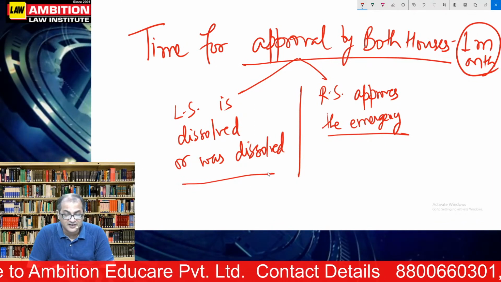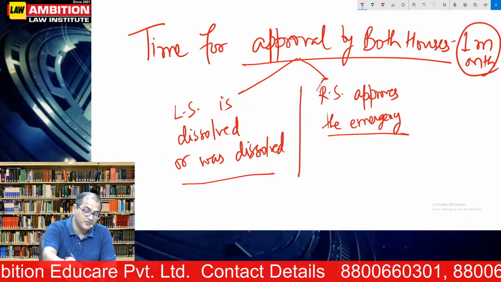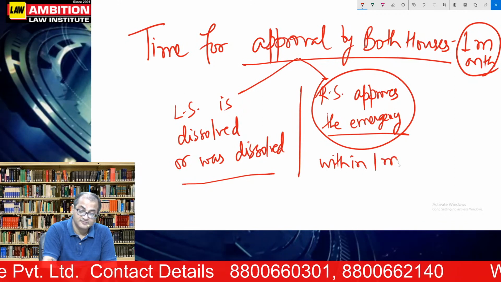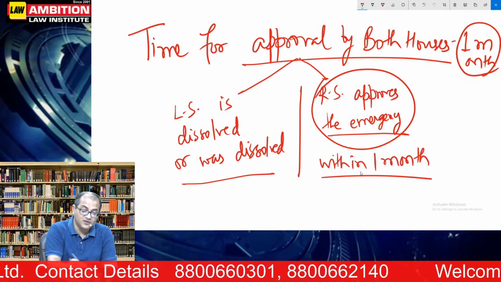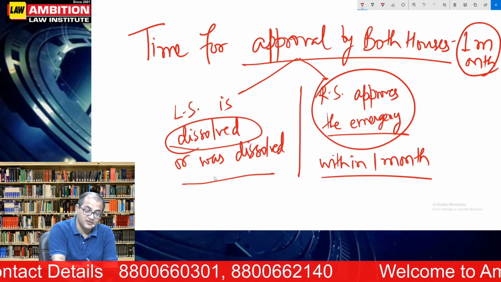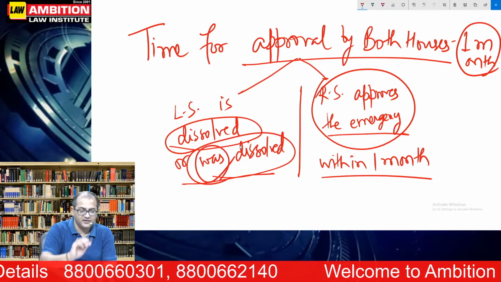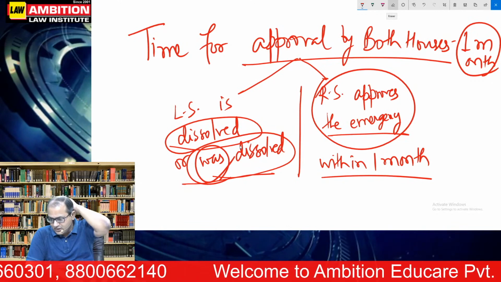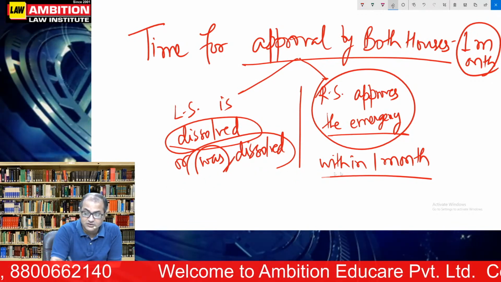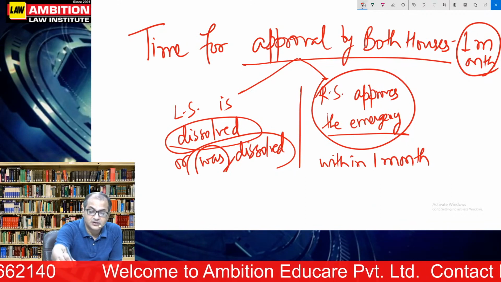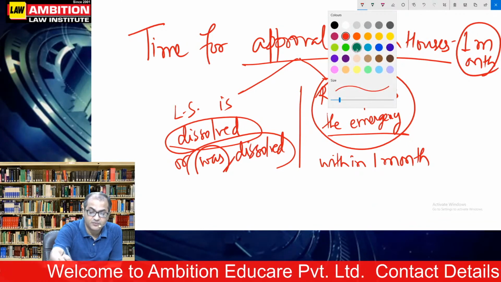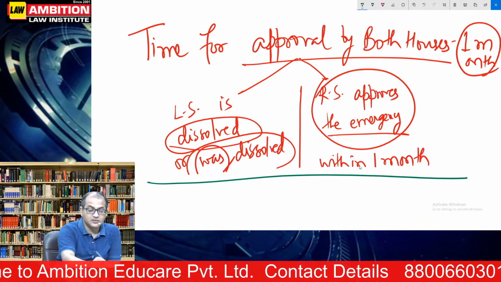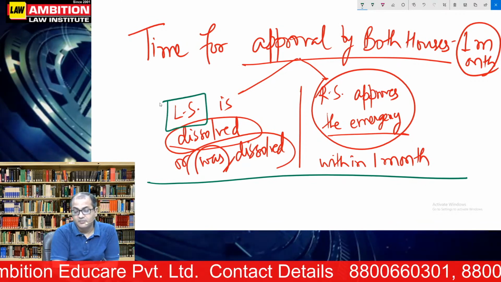Now the condition was it has to be approved by both houses. Rajya Sabha approves it within 1 month. But within 1 month, Lok Sabha is dissolved. It is no more there. Or it was dissolved beforehand, even before the emergency was up. So what will you do? It says in this case, see, Lok Sabha is the real house. You have to get approval of Lok Sabha.